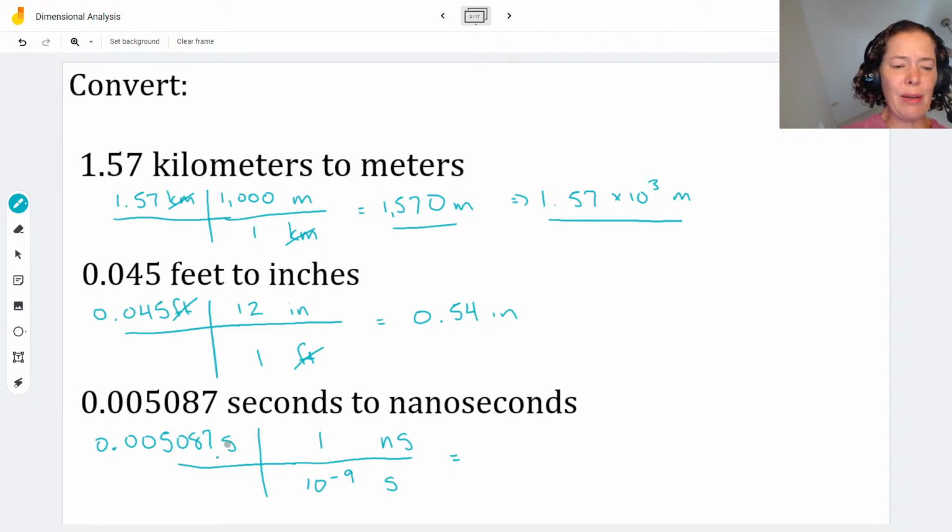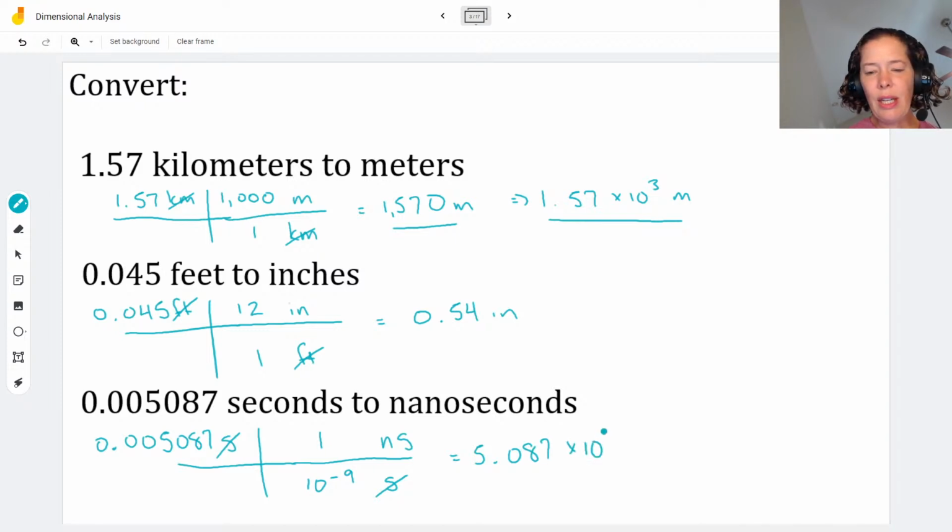Okay, so this is going to be my seconds cancel. I'm left with nanoseconds, and I'm going to get 5.087 times 10 to the 6 nanoseconds. Again, the nice thing about staying in the SI system is I'm just moving the decimal here. So my sig figs ought to work out to be correct. So you can see that this, again, is an exact conversion factor. It's not going to limit me, but here I have 4 sig figs. And here I also have 4 sig figs. So I have the correct number of sig figs for this answer.